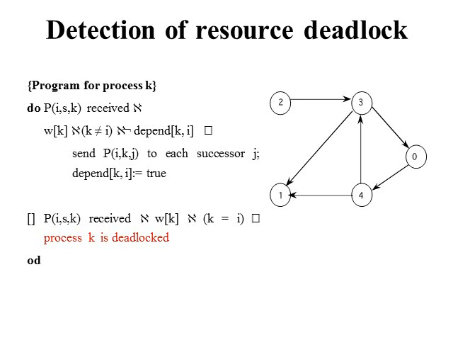So if a probe is received by a process K, and waiting of K is true, that is, K is in a waiting state, and K is equal to I, that means the receiving process is the same as the initiator process of the probe. So the process that initiated the probe received that probe again. Basically, the probe went around in a cycle and it came back to the initiator. So this means that the process K is deadlocked. Okay, so this is the algorithm to detect a resource deadlock.